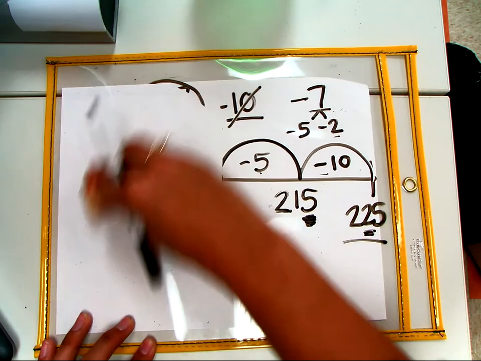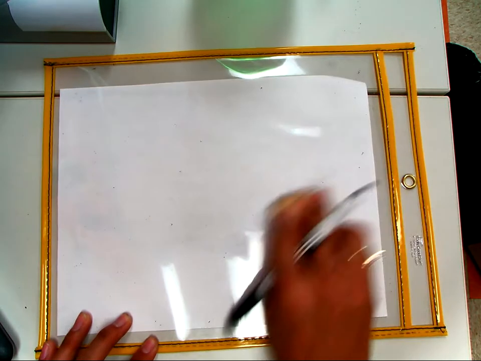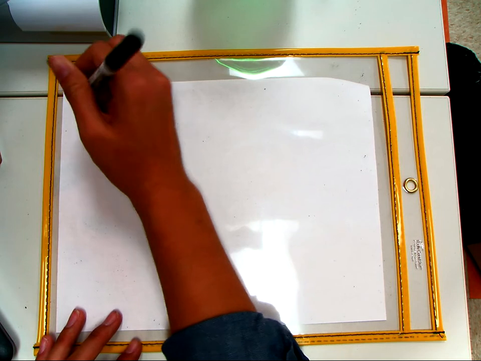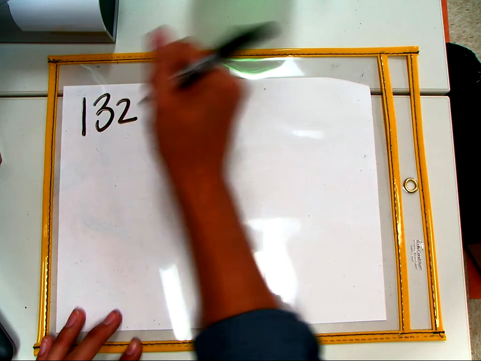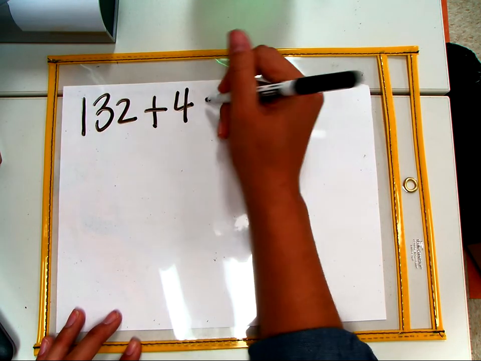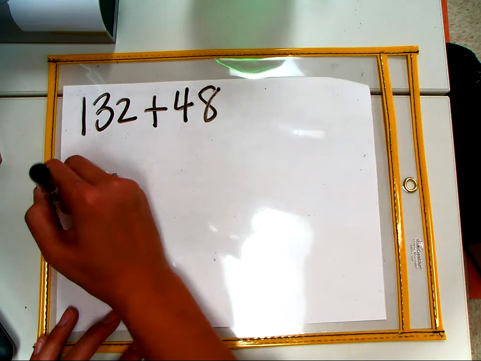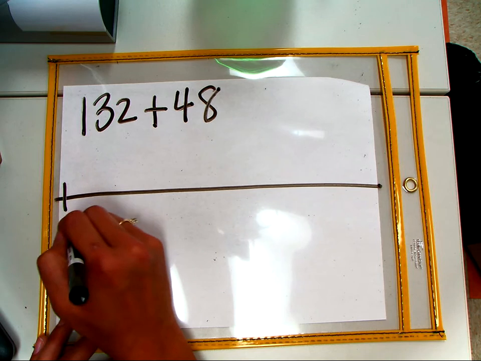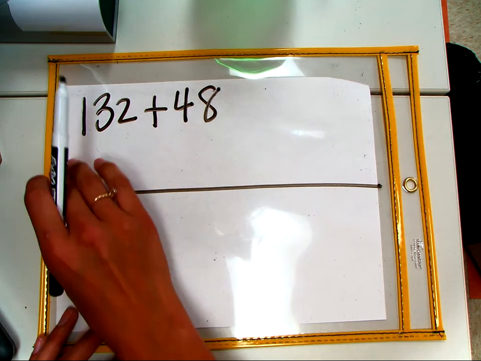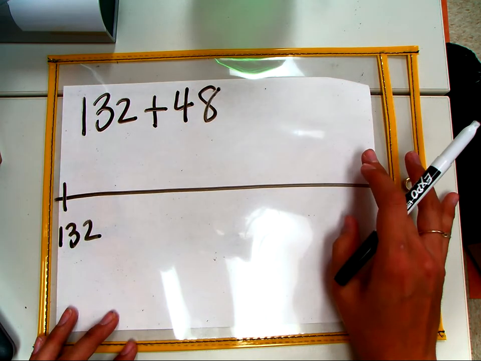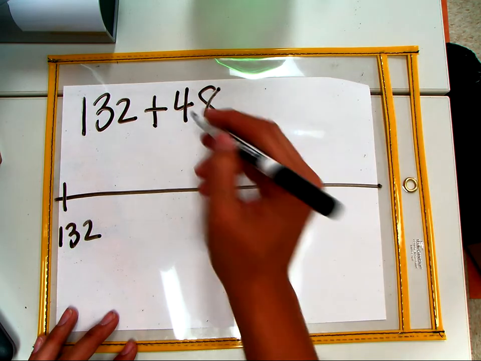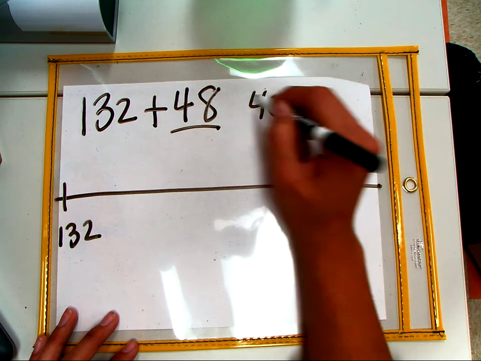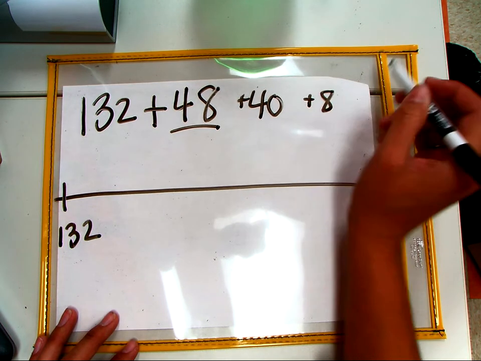I can also use open number lines for addition. Let's say that I was going to do 132 plus 48. When I start my number line this time, I'm going to start on the left side because I'm adding, so my numbers are going to get larger as I go, just like on a number line. I'm going to do the same thing. I'm breaking 48 into 40 and 8.